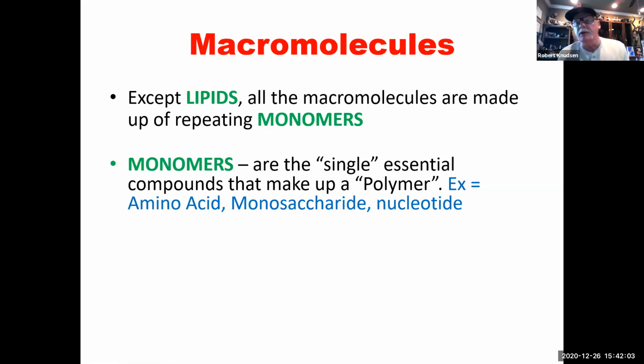You go, oh man, here's another word. Yeah, poly, many, mirrors, pearls. Got it? One pearl, many pearls. Example, amino acids are monomers. These are examples. Don't worry about polymer right now. Monomers, amino acid, monosaccharide, and a nucleotide are examples of monomers.